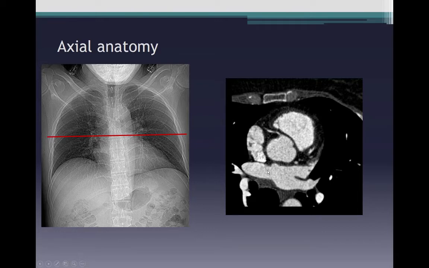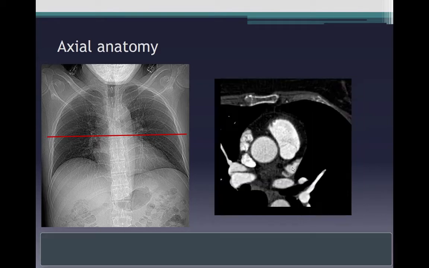The most posterior structure is the left atrium, and here we can see the pulmonary veins on the right side and on the left side draining into the left atrium. This triangular structure is the appendage of the left atrium. A bit further up, now we have gone from the aortic root into the proximal part of the ascending aorta. On the right side, we have the right ventricular outflow tract leading into the main pulmonary artery, and the superior part of the right atrial appendage.